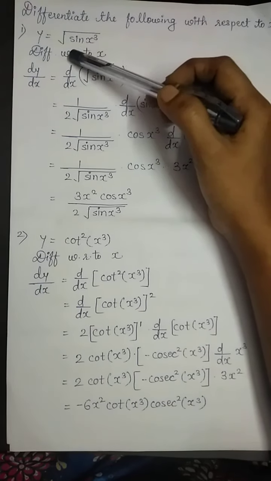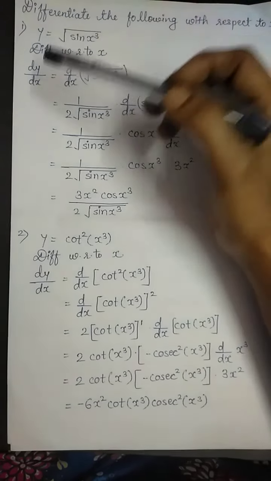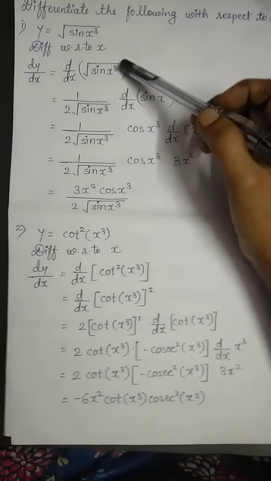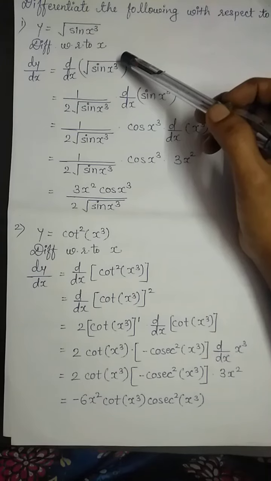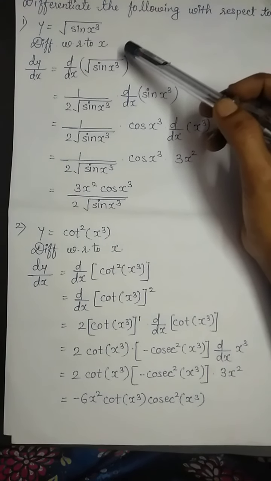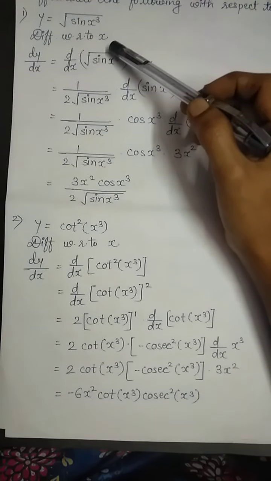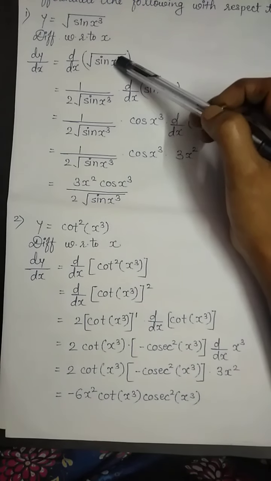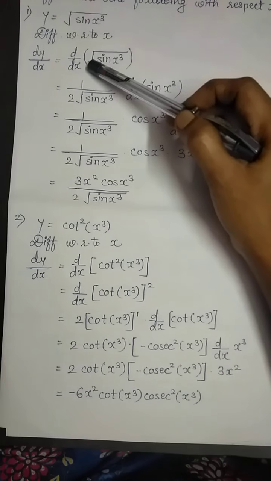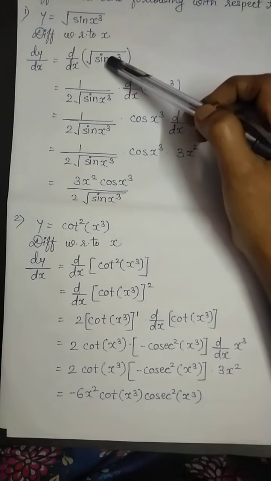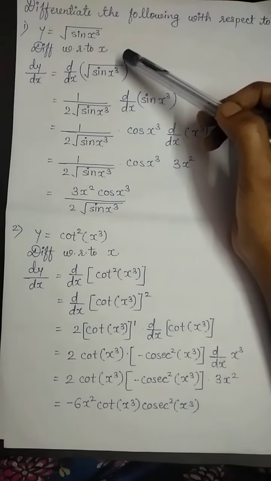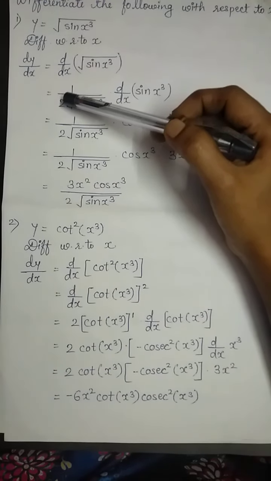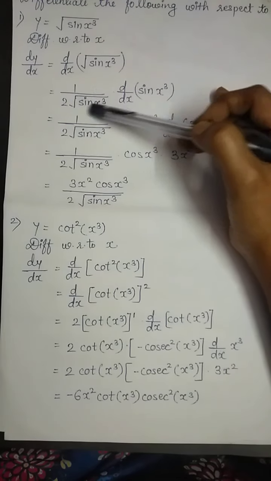Now differentiating with respect to x, taking d by dx on both sides, we will find out the term which we are going to consider as x. First we will consider sine x cube as x. So our function will be of the form root x, and we know the derivative of root x is 1 upon 2 root x. So here 1 upon 2 root x.